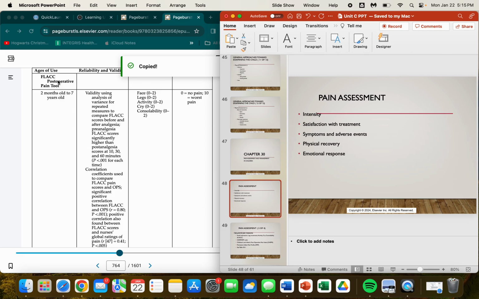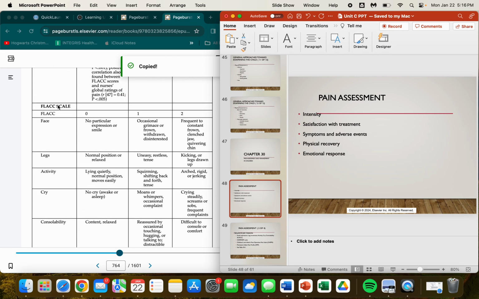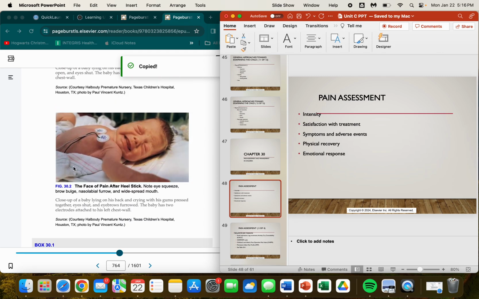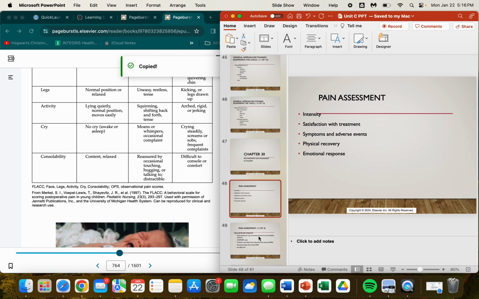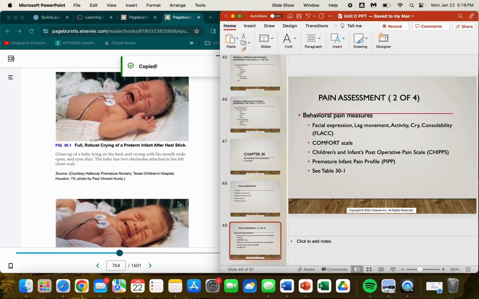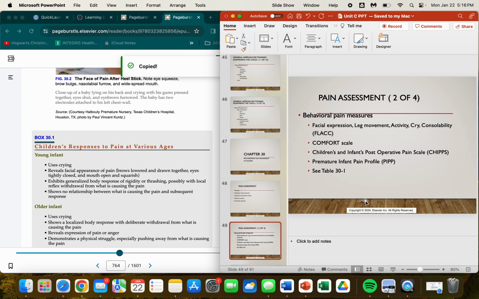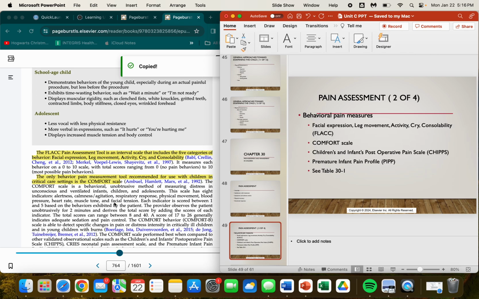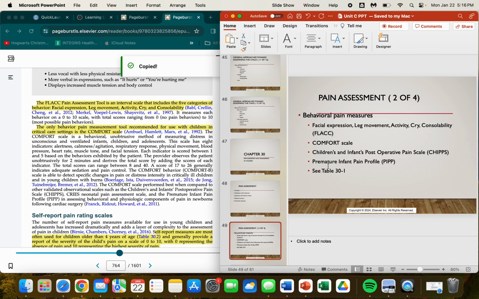We'll talk a little bit more about the FLACC scale, but the FLACC scale could be used anywhere from 2 months to 7 years. And then this gives you that scale particularly, or exactly how it's administered. These are different scales that we could potentially use. So the FLACC scale, the comfort scale, the CHIP scale, the PIPP scale, those are all different scales that can potentially be used to assess pain in kids.